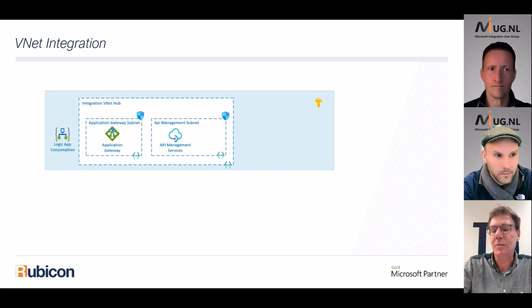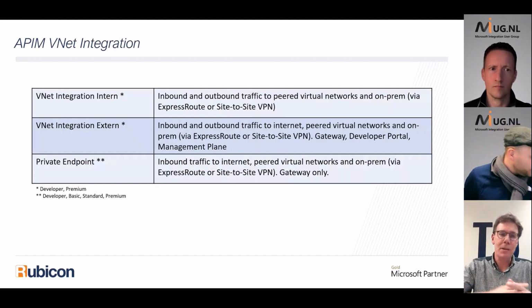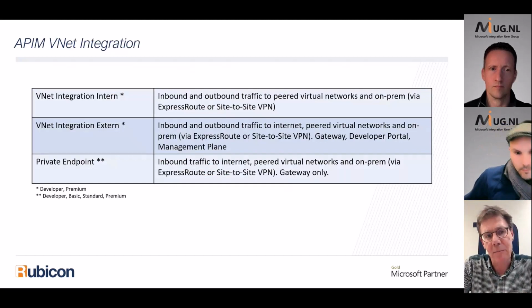And that's the reason that we also see an application gateway here, because the application gateway is basically a reverse proxy, and it gives a public endpoint to the API management instance. That's the whole idea. Now, one step back.